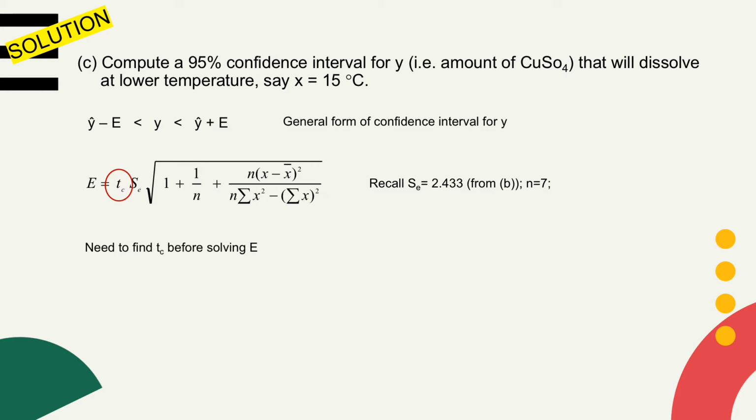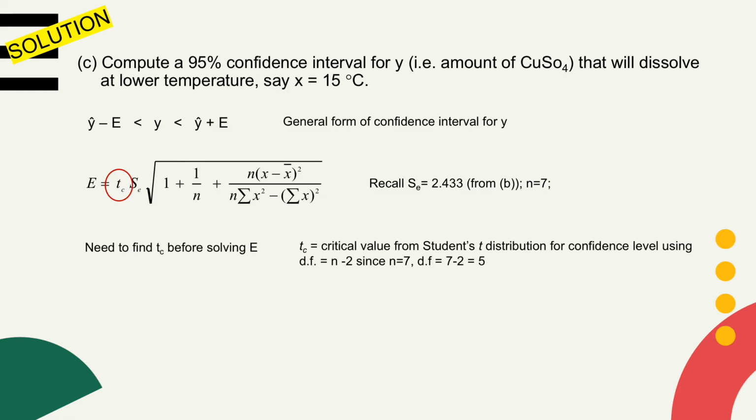Tc represents the critical T, which is obtained from the student's T distribution table by using the confidence level based on the degree of freedom given as n-2. Since in this problem, n is equal to 7, the degree of freedom is 5. In a later slide, I will show how to find the critical T from the student T distribution table.